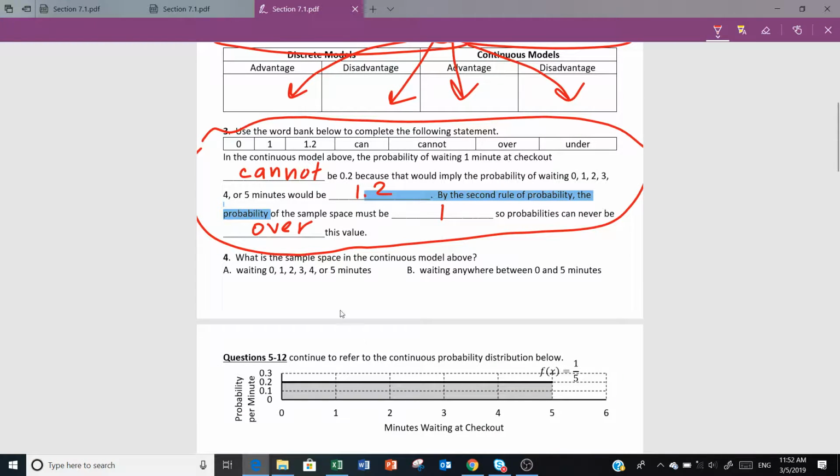Okay, so what is the sample space in the continuous model? Is it 0, 1, 2, 3, 4, or 5? Or is it anywhere between 0 and 5? This is going to be a Poll Everywhere question.